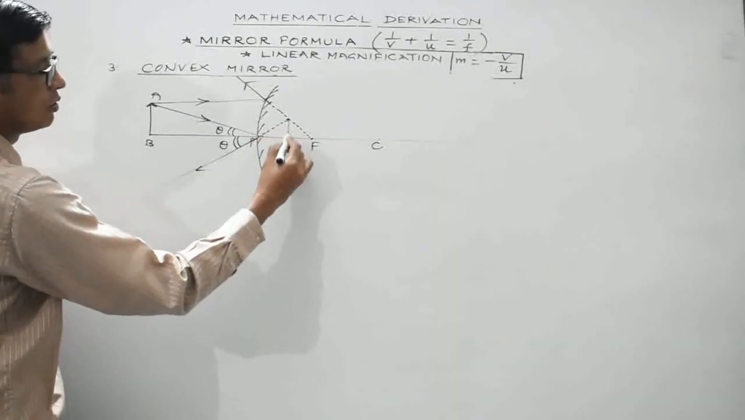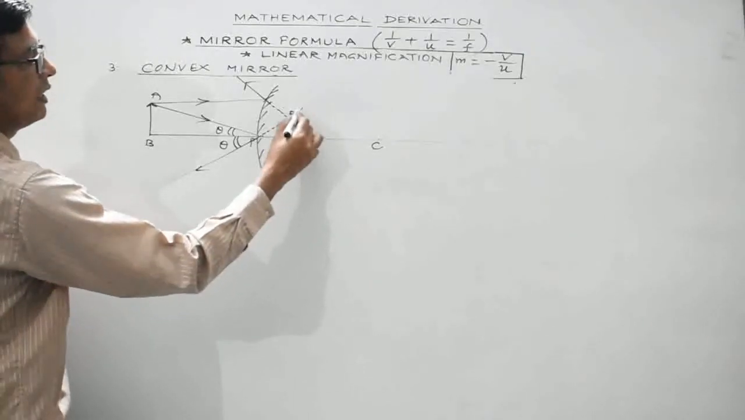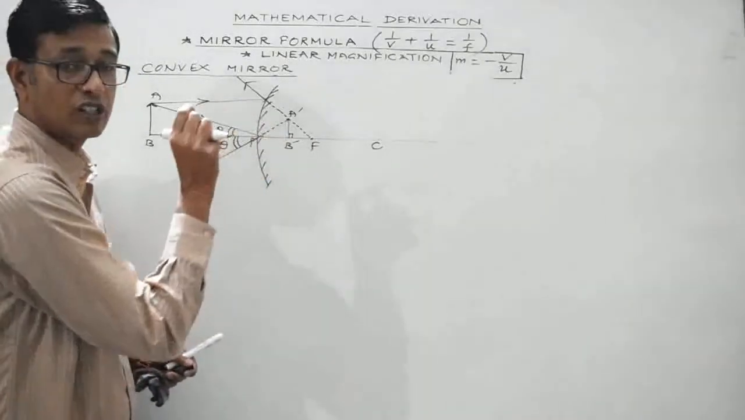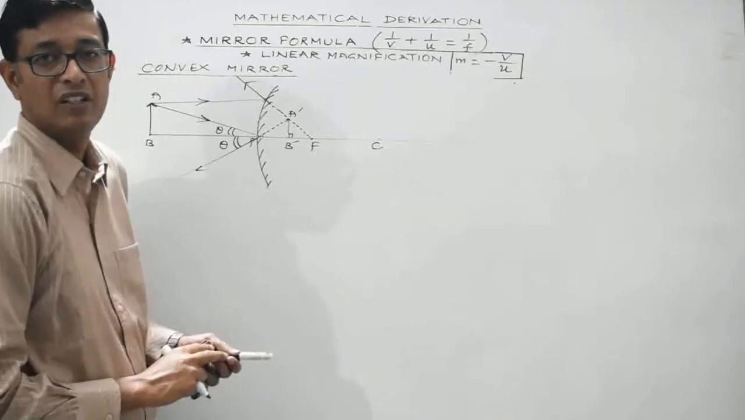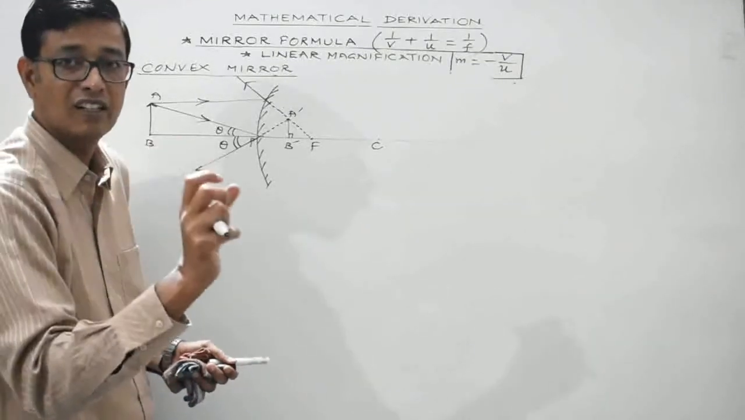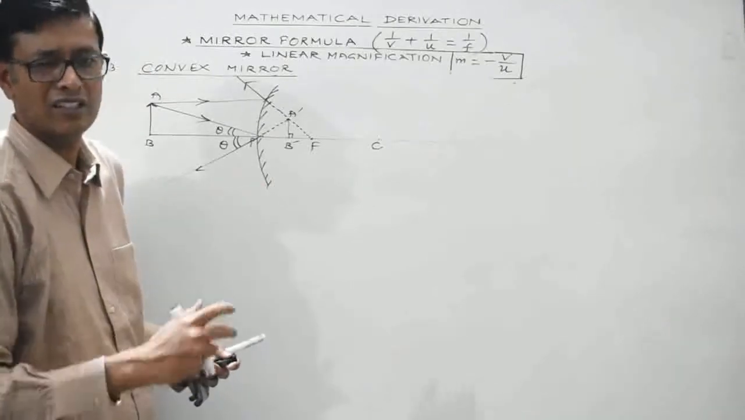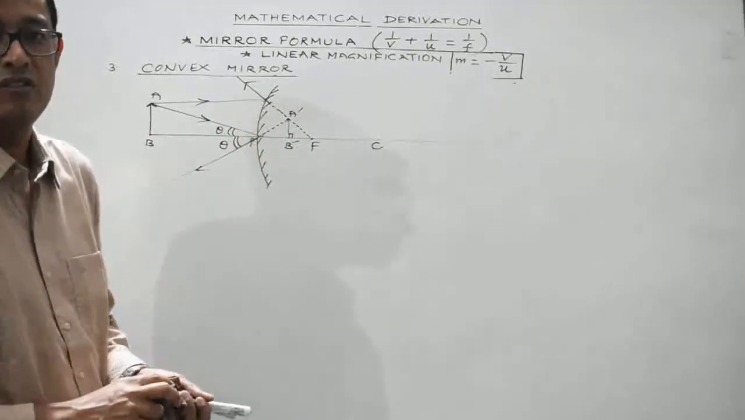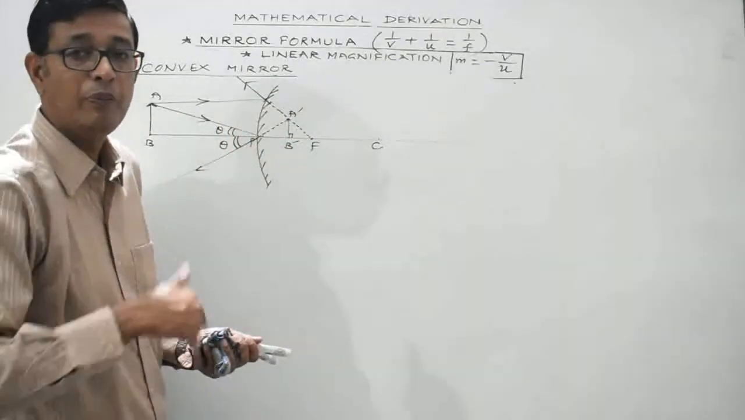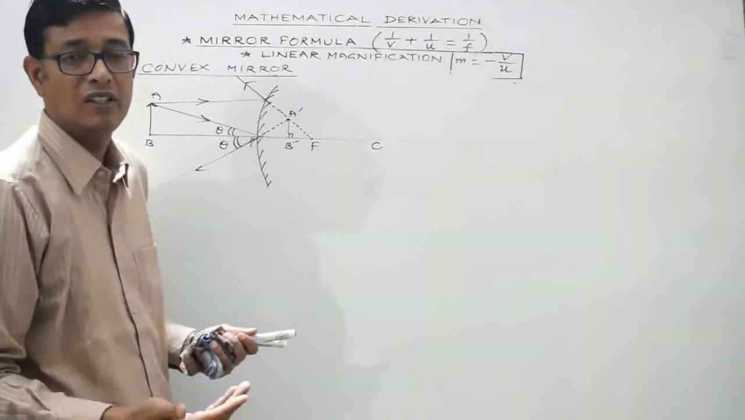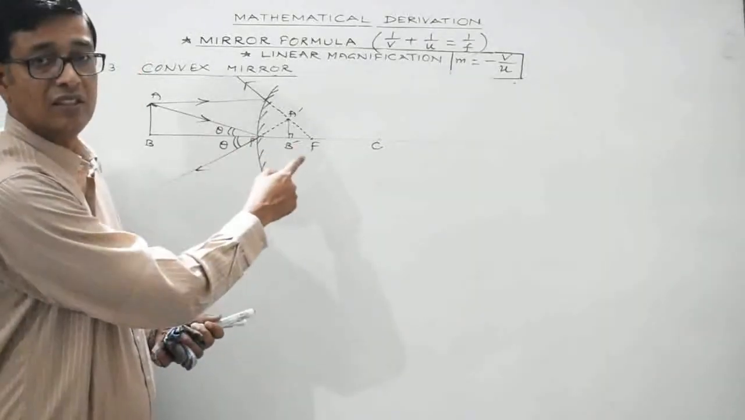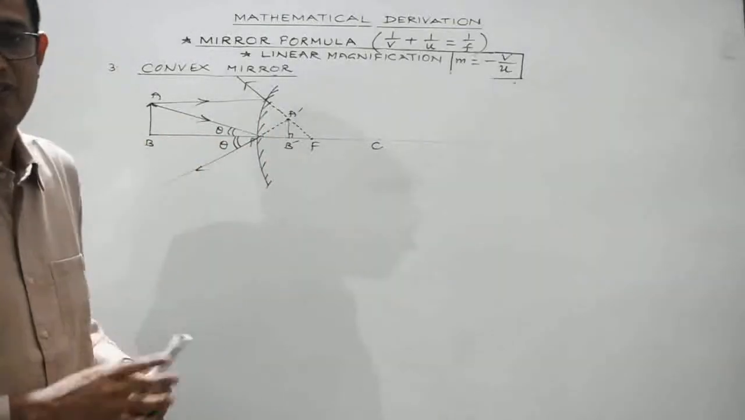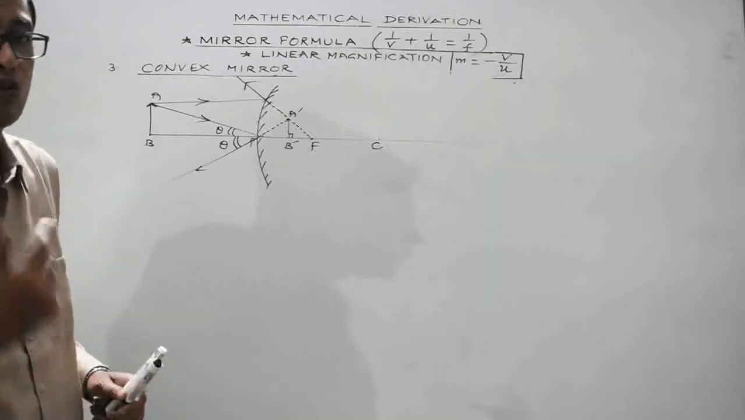Drop a perpendicular to the principal axis. This will be A dash, this will be B dash, right? The intersection of the dotted, imaginary lines will give a virtual image. The intersection of the dark, real lines will give a real image. That's another thing to be noted down. So what about the nature of the image? It is formed behind the mirror, so it is virtual. It is erect. As you can see, the size of the image is less than the size of the object, so the image is diminished. Its linear magnification is less than 1.